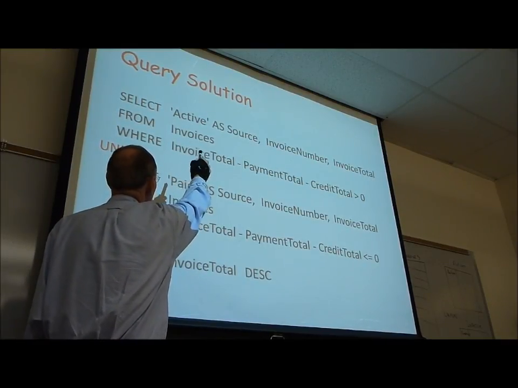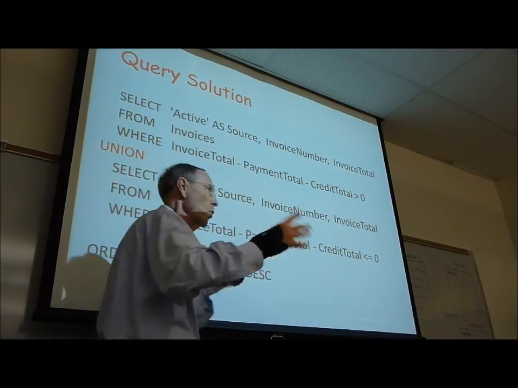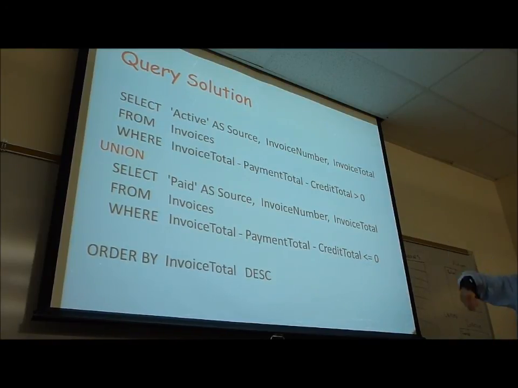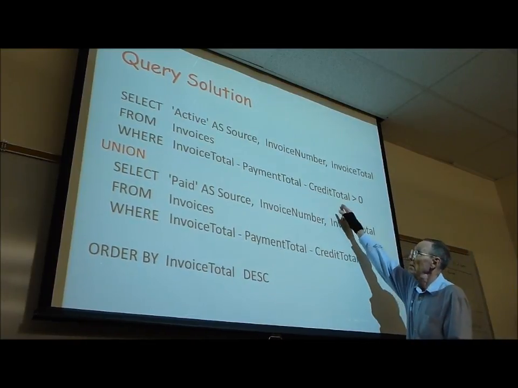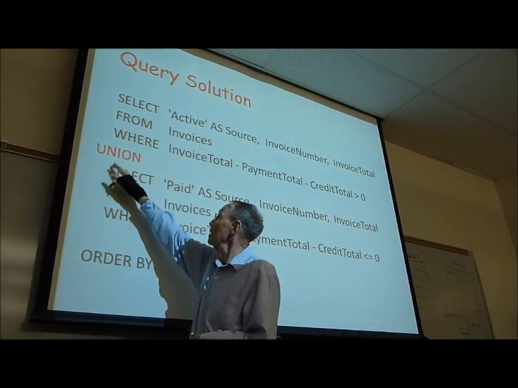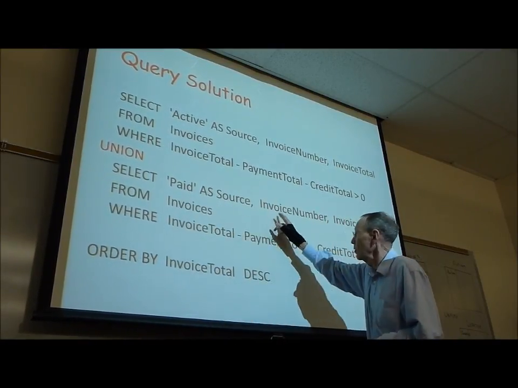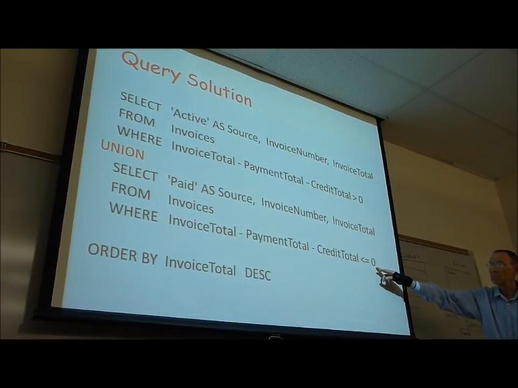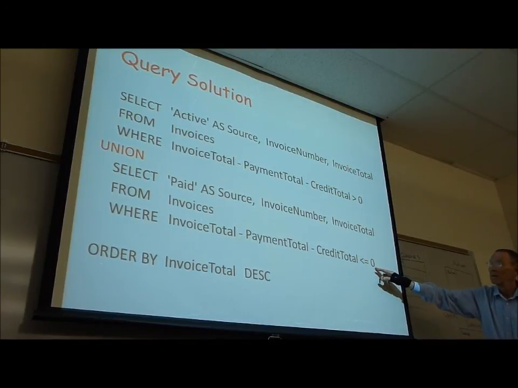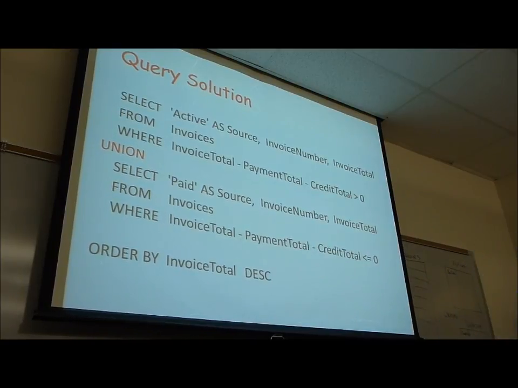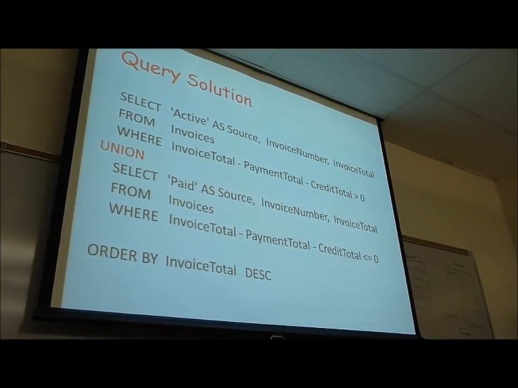So looking at our problem, that first column is the way we create that constant. It's always going to put the word active in that first column. So I'm going to have active, and I call that the source, invoice number, invoice total, and in here, that's when we've got a balance due. Union. Now select paid as a source, and here is the case where we're all paid up. And then just for grins, we'll go ahead and order those by invoice total.